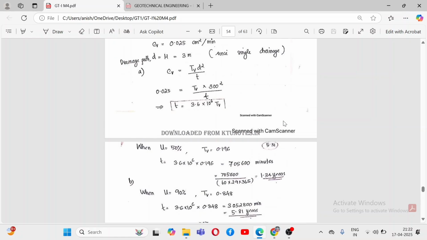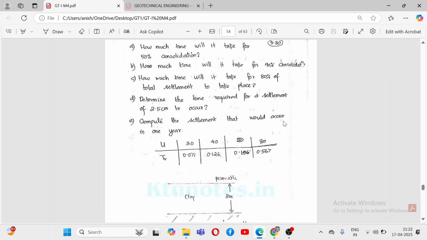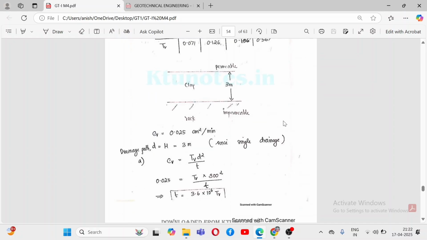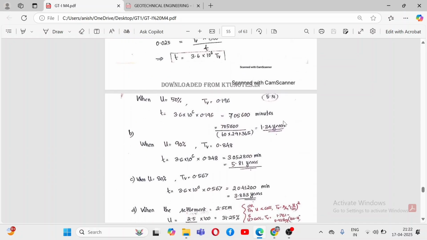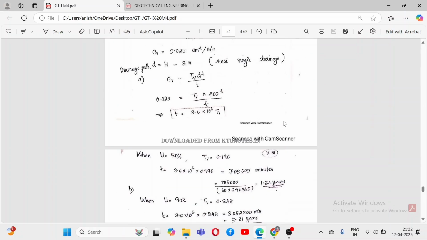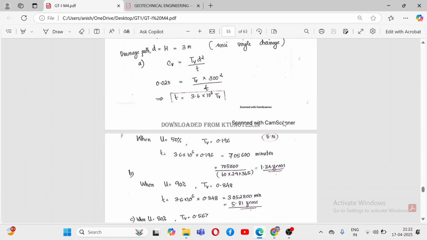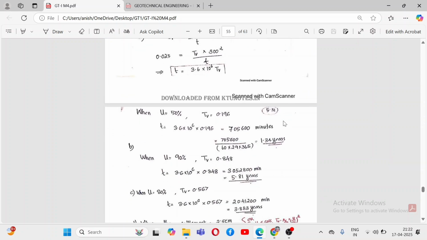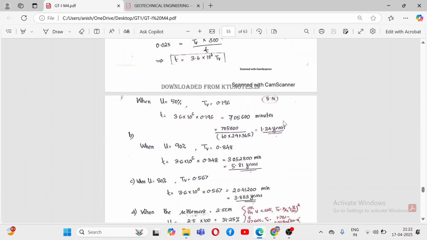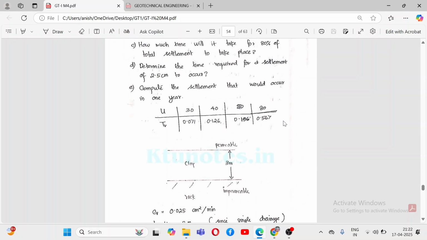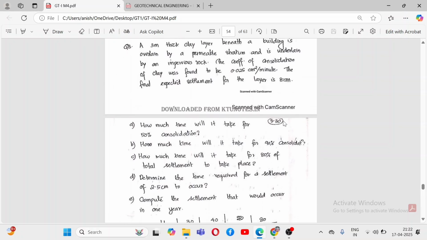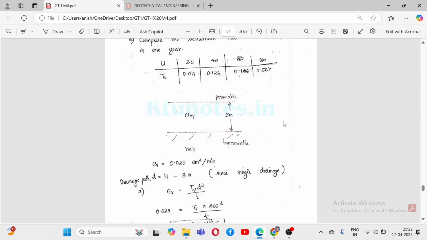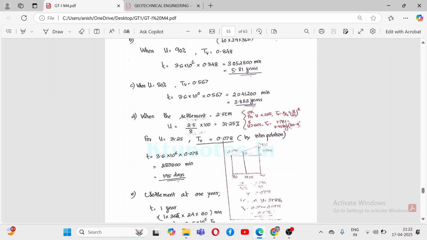Then the second part, B, asks how much time it will take for 90% consolidation. For U equal to 90%, what is the TV? 0.848, it is directly given. So you substitute directly and again convert it to years. The next question is when U is equal to 80% of total settlement. Similarly, you solve for it also.